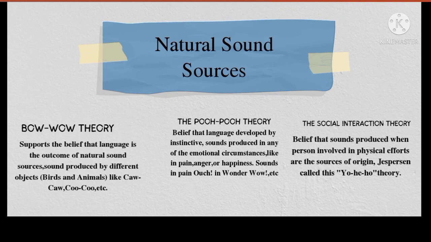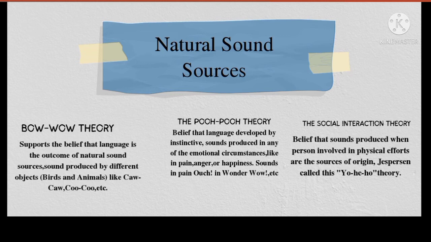The very next is the Pooh-pooh theory. According to Jespersen, it is a theory which proposes that speech is derived from the instinctive sounds that people make in emotional circumstances. The original sounds of language may have come from natural cries of emotion such as pain and anger. Sometimes when we feel pain, we cry out, and if we are happy, because of happiness or wonder, we shout spontaneously. These are the beliefs that support this theory, and the name Pooh-pooh was given by Jespersen.